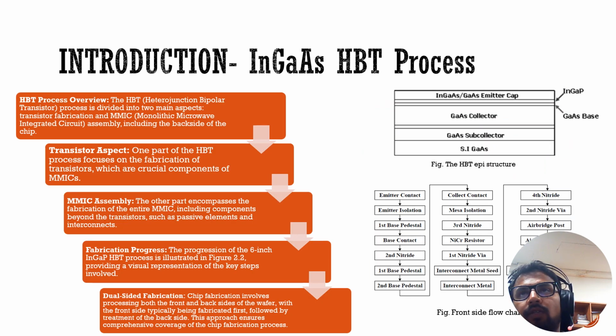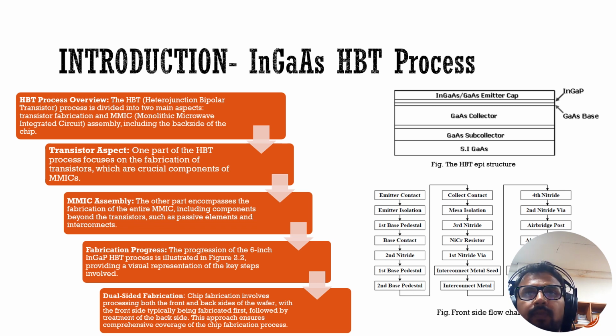Next, the introduction is continued for the indium gallium arsenide HBT processes. There are 5 different steps where we talk about the HBT process, which refers to the heterojunction bipolar transistor process, which is divided into 2 main aspects: transistor fabrication and MMIC, that is monolithic microwave integrated circuit assembly, including the backside of the chip.